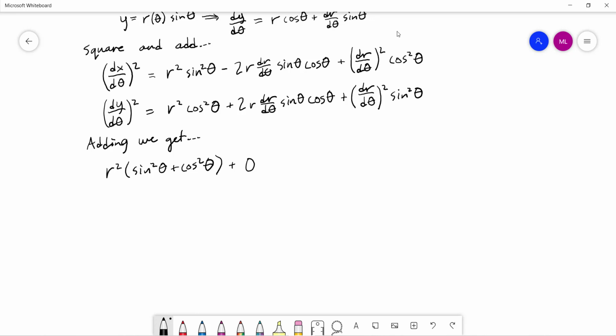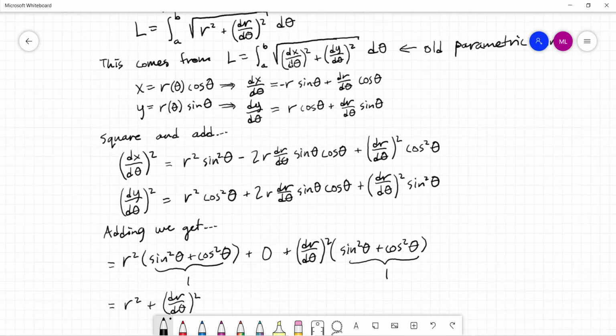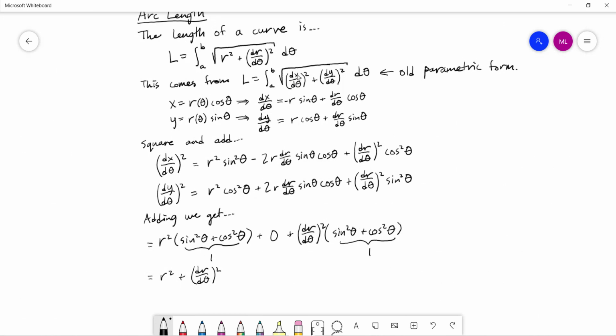And then these 2 terms, I'm going to get dr d theta squared times, again, a sine squared of theta plus a cosine squared of theta. That's just 1. These 2 terms canceled when we added them. And we wind up with simply r squared plus dr d theta squared. And so when it's all said and done, dx d theta squared plus dy d theta squared simplifies to just r squared plus dr d theta squared, which is what goes in right here.